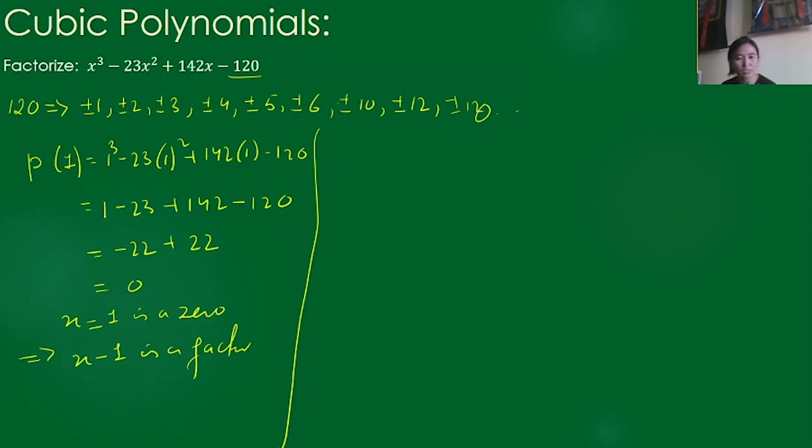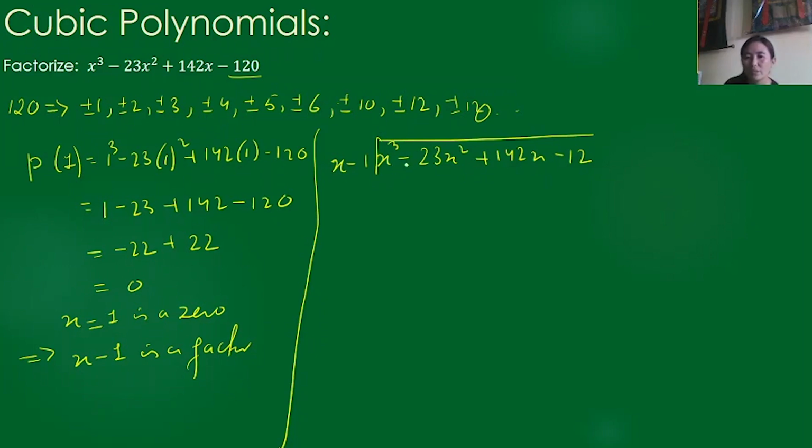Since x minus 1 is a factor, you will get the remainder 0 when you divide the given polynomial by x minus 1. So what we do is we'll divide the given polynomial, that is x cubed minus 23x square plus 142x minus 120, by the factor that we have just found, that is x minus 1. So how to divide this?